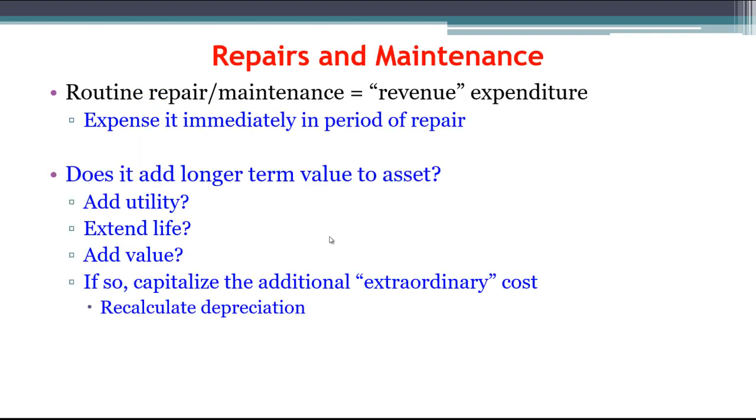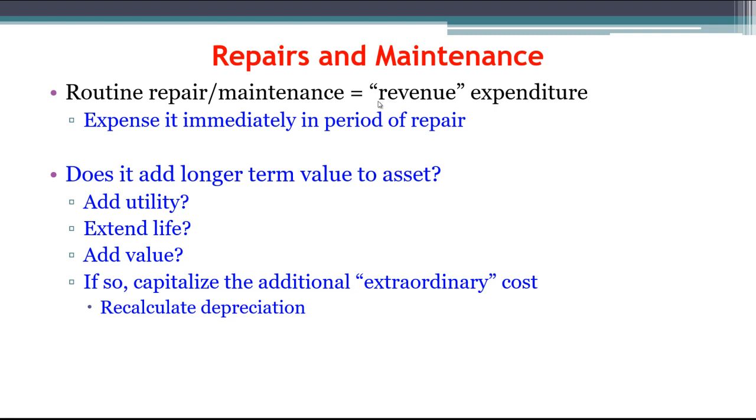So now I have one slide here I wanted to mention about repairs and maintenance, and I'll even say extraordinary repairs and maintenance. You have ordinary or extraordinary. If it's a routine or ordinary repair or maintenance, so an oil change, putting new tires on a vehicle, just minor repairs to a house or a building, things like that, if you have to do these just to keep the asset operational in its current state, that's called a routine repair and maintenance.